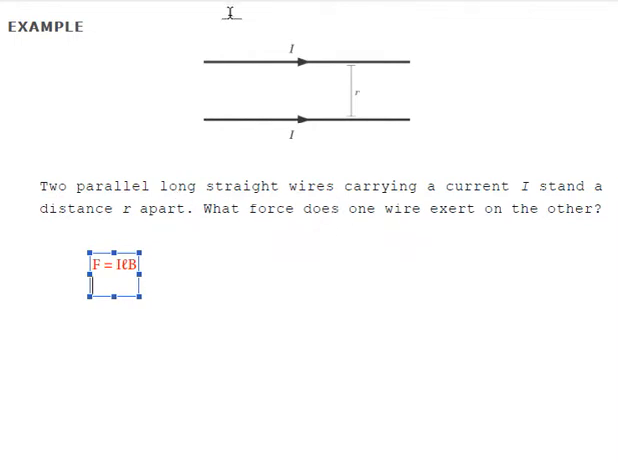So let's say we're looking at the top wire. We want to know what is the force exerted on the top wire. So in the force equation, this I is actually for the top wire. So we use the current running through the top wire, and the magnetic field is generated by the bottom wire. And the length L would be however long the top wire is.